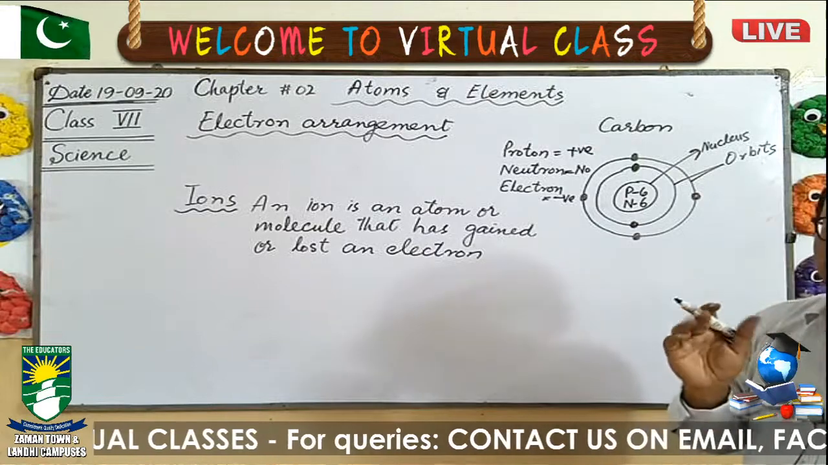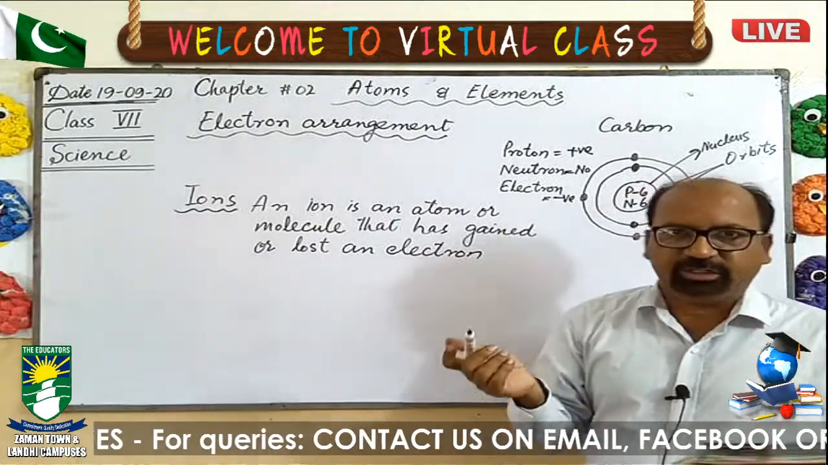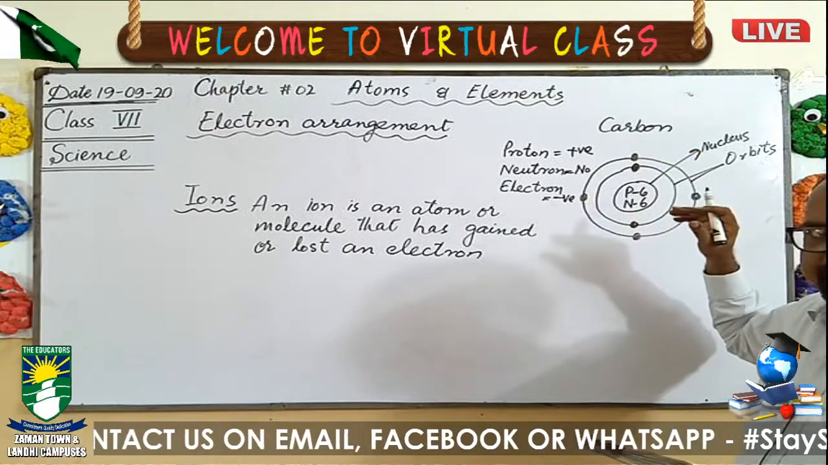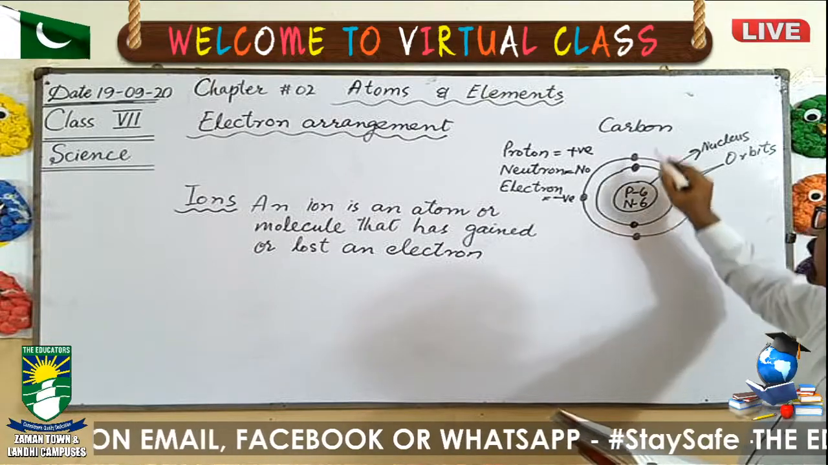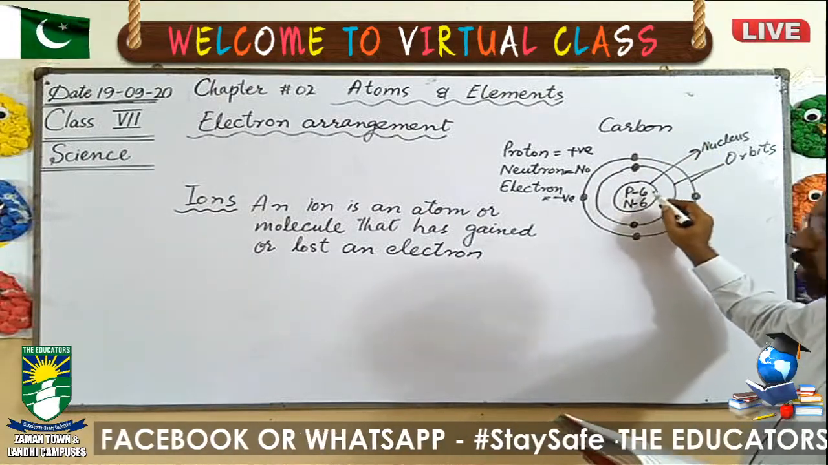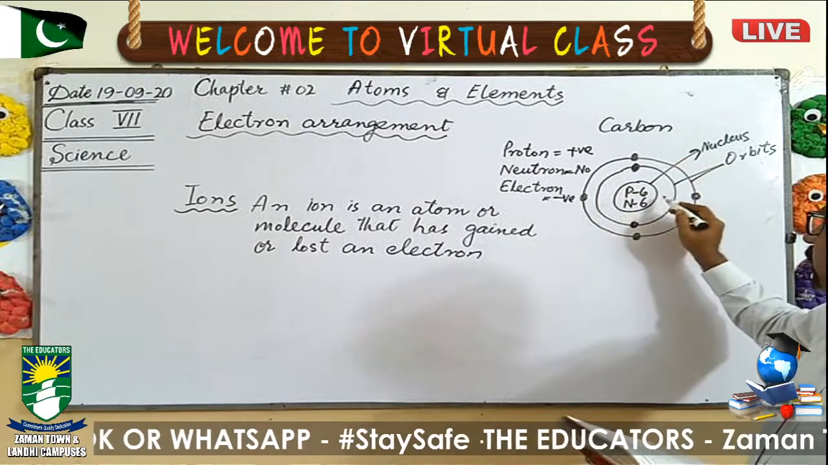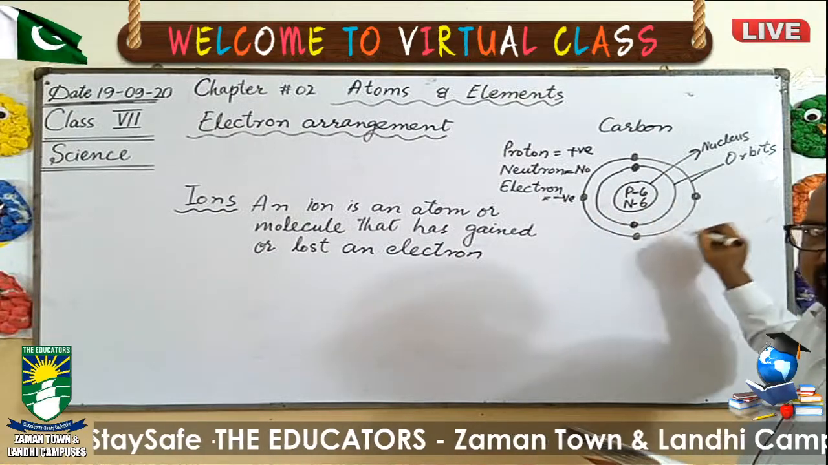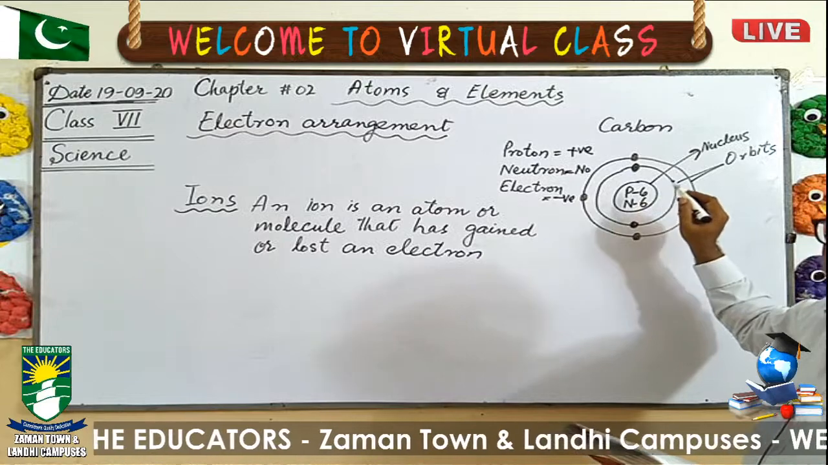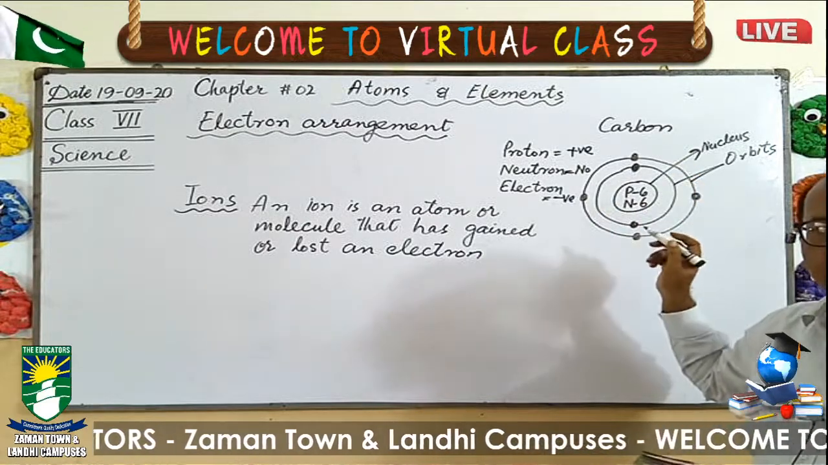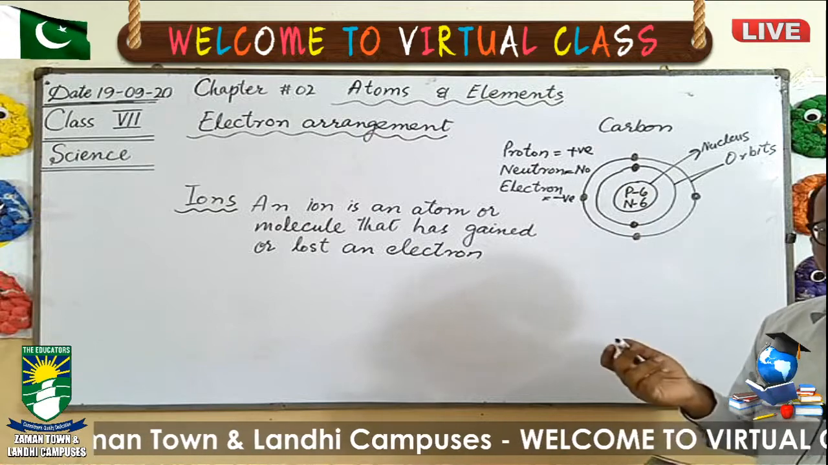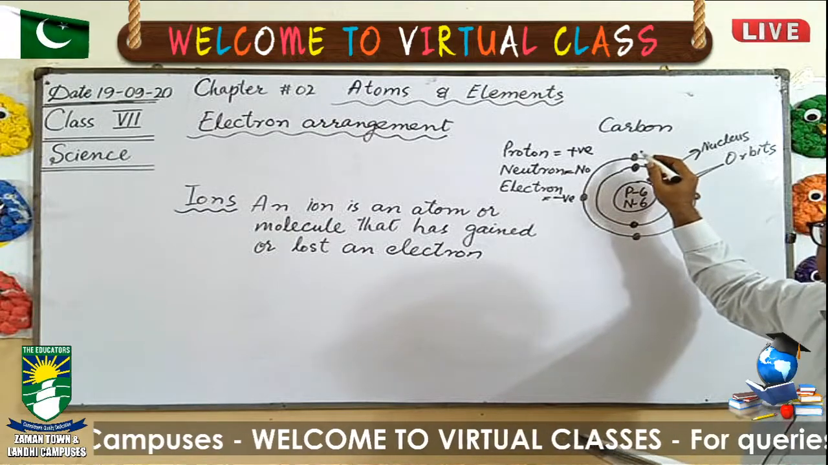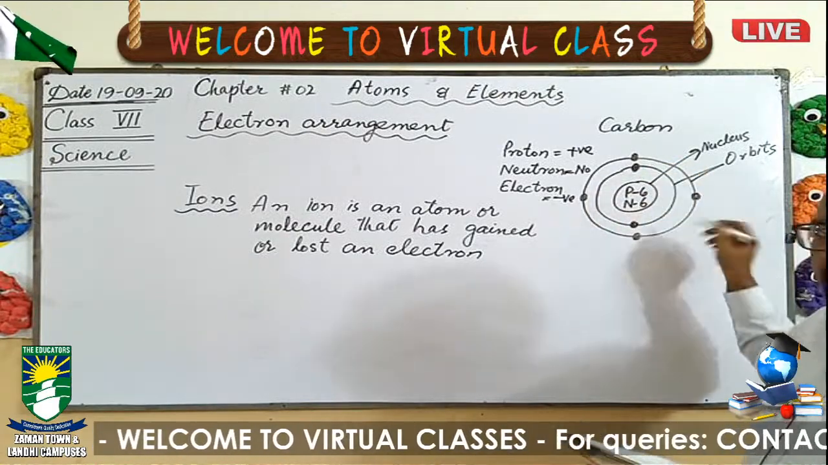Keep in mind, as I have told you in the previous lecture, that the number of protons and the number of electrons are always the same in an atom. Like carbon has 6 protons and 6 electrons. Protons carry positive charge, electrons carry negative charge, and 6 electrons are present in orbits, 6 protons having positive charge, so they are going to cancel each other. As neutrons have no charge, these positive charges are going to cancel these negative charges, and overall the atom carries no charge.